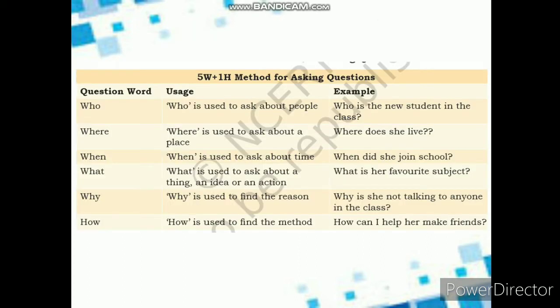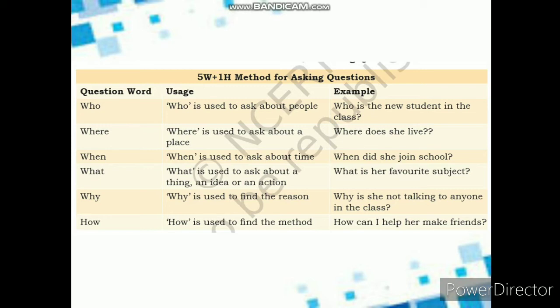You can follow the simple method of 5W plus 1H shown in the table to make sure that you have all the information you will need for a particular work. Read out the example. Question words are who, where, when, what, why, which are 5W, and how is 1H. Now see the use and the example.